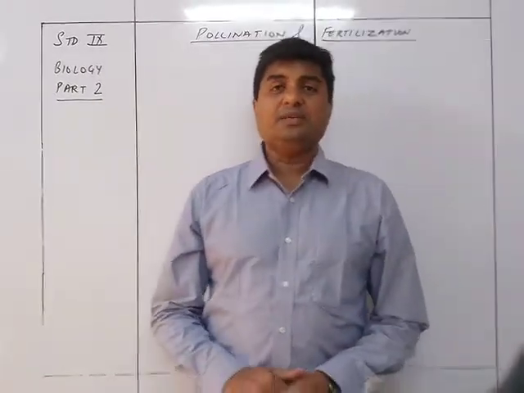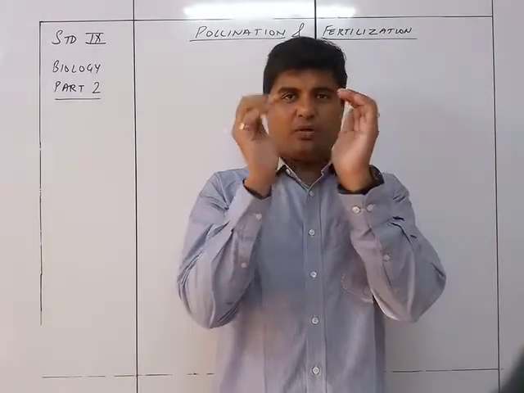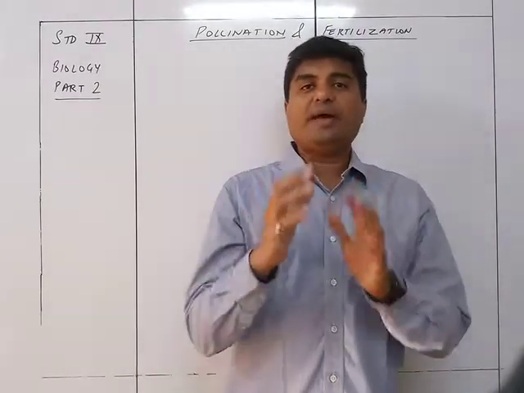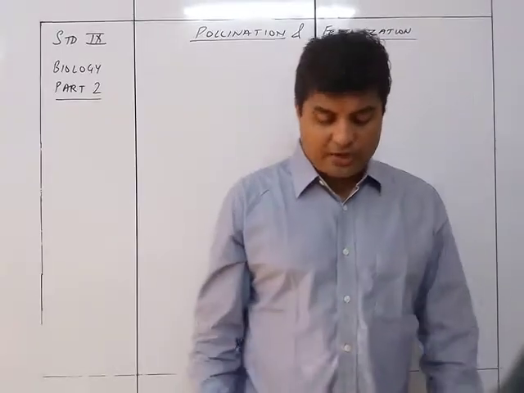So in this case, there is a hood-like thing. There is the flower, and it has a hood like this. Because of the hood over there, it is not allowing the pollination to take place.